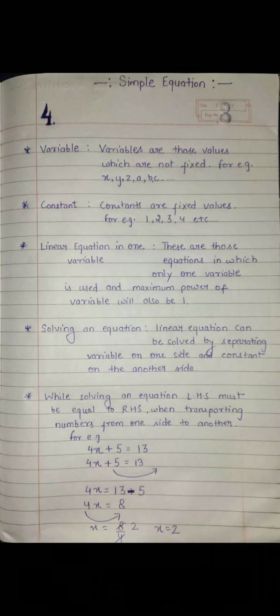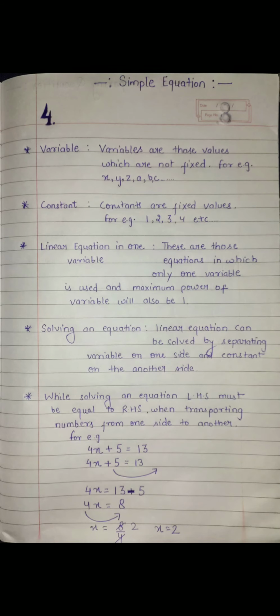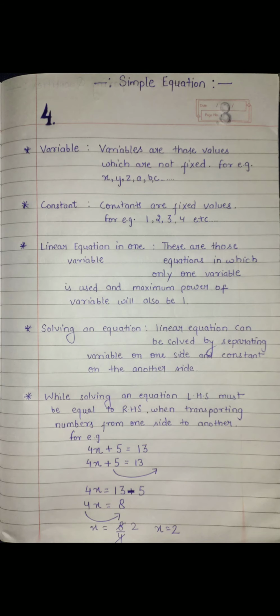I know it seems a little bit confusing. That is why I'm solving an example to make you understand how to solve a linear equation. As you can see at the bottom of the screen, I have solved an example for you. The equation is 4x plus 5 equals 13. So I'm going to separate variables and constants on either side of the equal sign. I'm going to take 5 to the right hand side, to keep the constants on the right hand side.